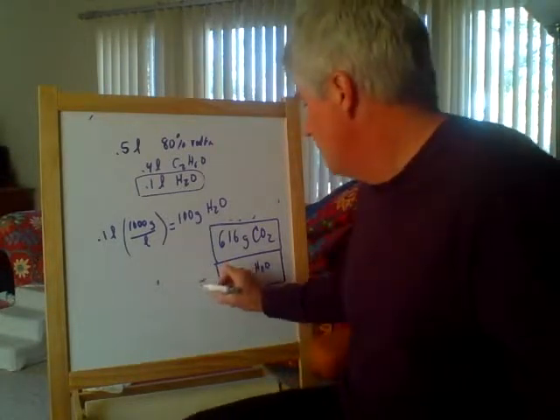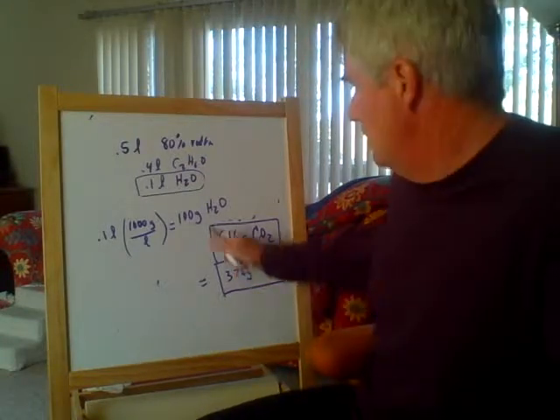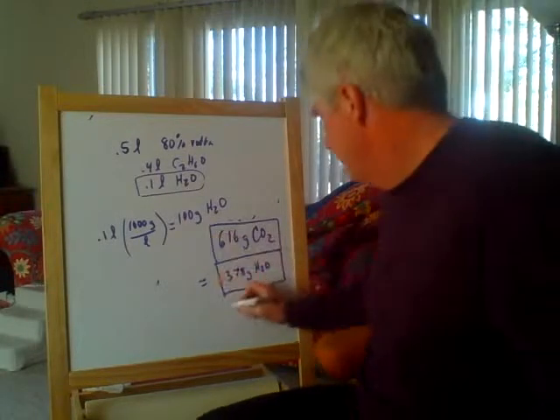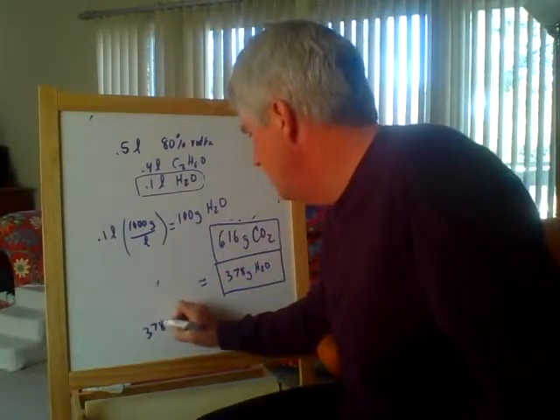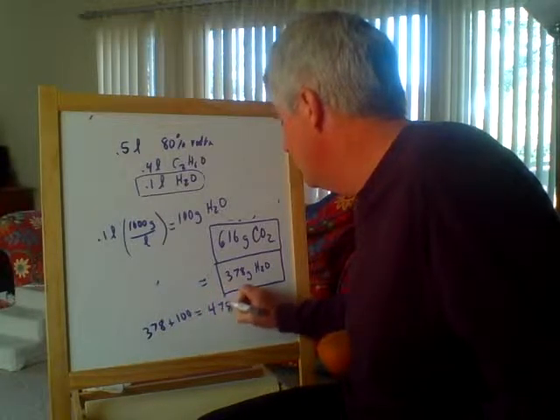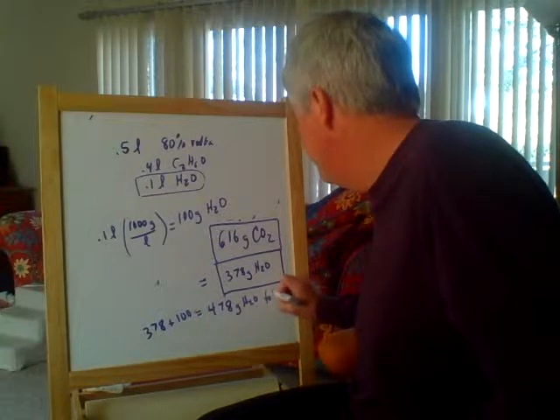So the answer to the question of how much water vapor is produced: it's 378 from the reaction, and it's the 100 that we boiled off as we were burning the vodka. So it's 378 plus 100, or 478 grams of water total.